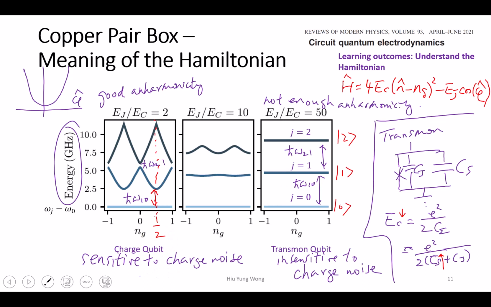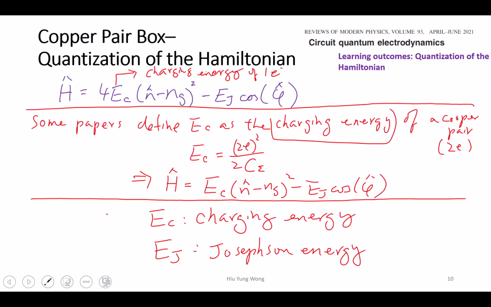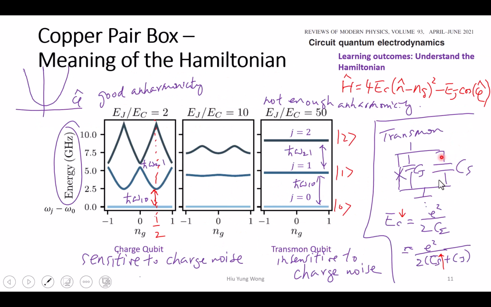And how do I have a small EC? EC again is charge squared divided by capacitance, right? Let's look at this. This is EC, right? So what I can do is to shunt it with a large CS. Then I have a very large C summation. Then my EC will reduce. So that's why a transmon is a Josephson junction in parallel with a large capacitor.